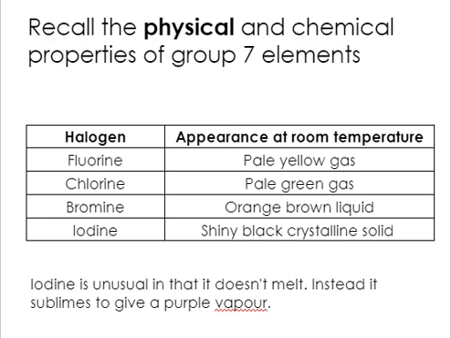So we know from our work in C1 that most substances go from solid to liquid to gas as the temperature increases. Iodine is unusual in that it sublimes. What that means is instead of melting, i.e. going from a solid to a liquid, it goes straight from a solid to a gas. And when iodine sublimes, it goes from being a shiny black crystalline solid to a purple vapour.